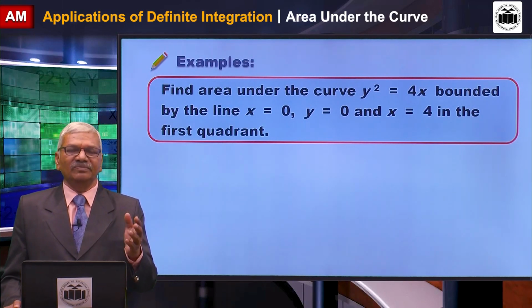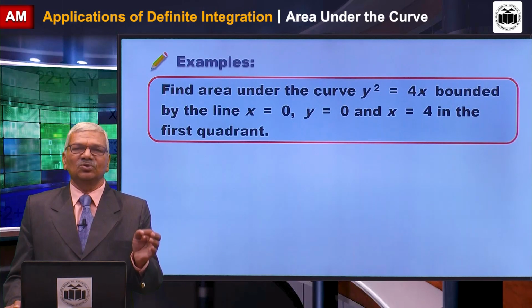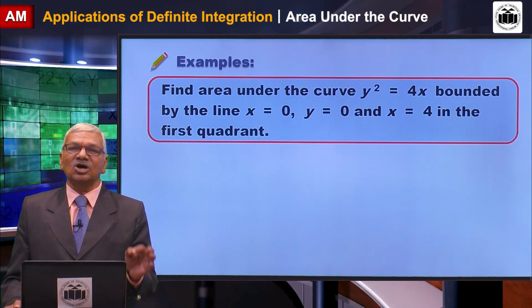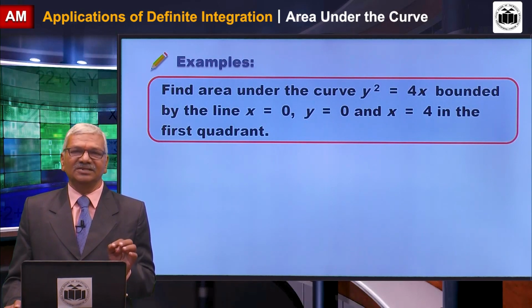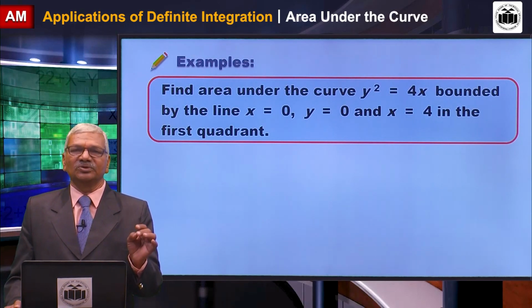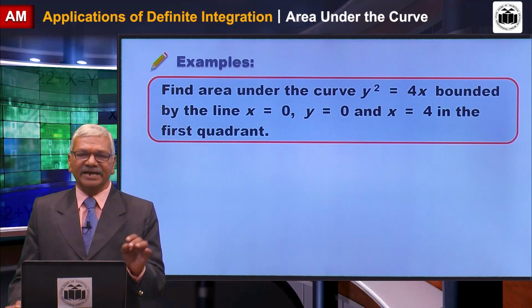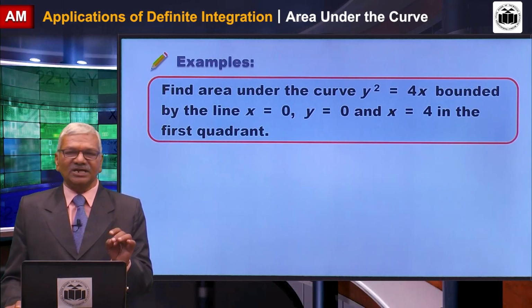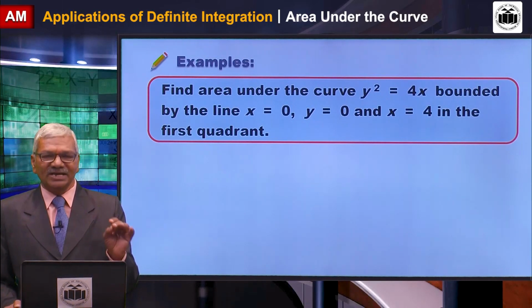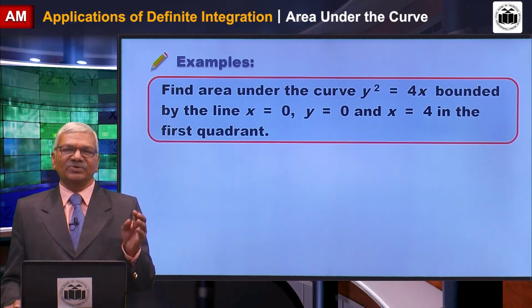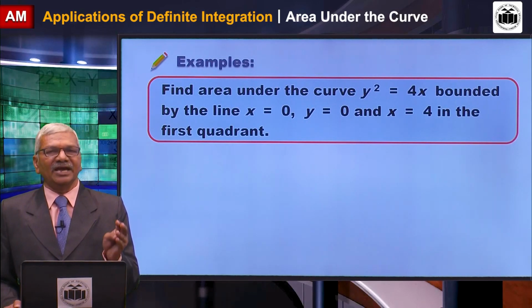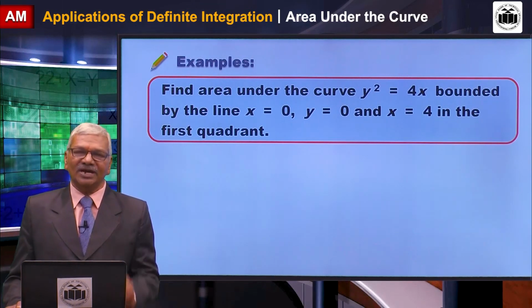In this problem, you are given the equation of the curve y square equals 4x. You should have sufficient knowledge of curve tracing. That is, from the equation of the curve, you should be able to understand the geometrical idea of the curve. The parabolas are there whose equations are y square equals 4x, y square equals minus 4x, x square equals 4ay, and x square equals minus 4ay. These are the standard equations of parabolas.